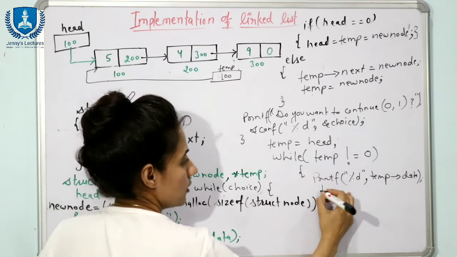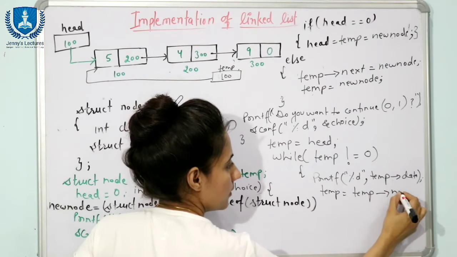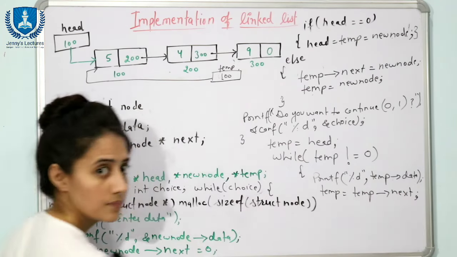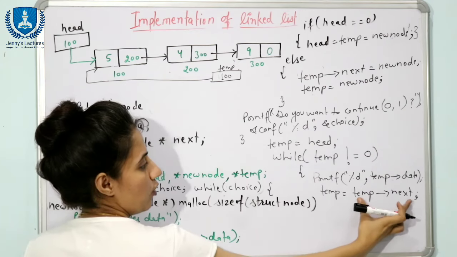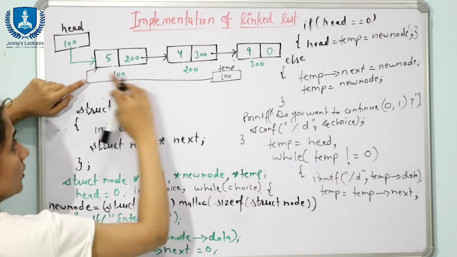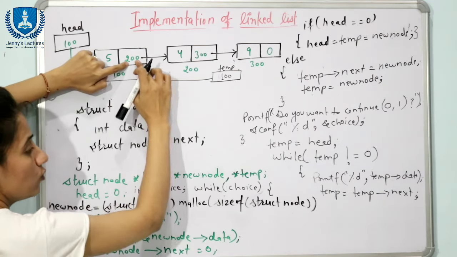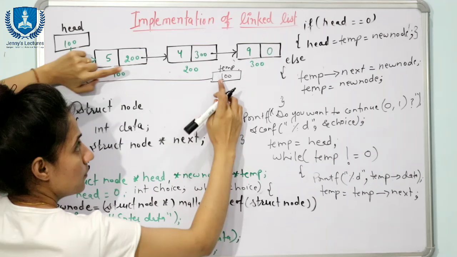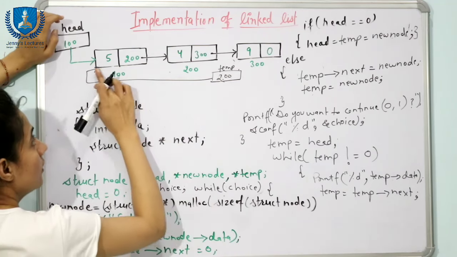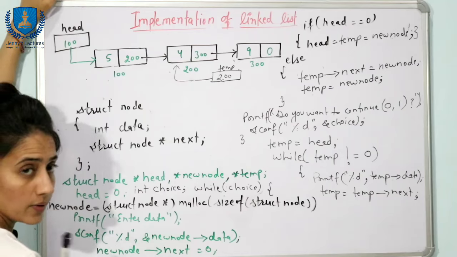So we are going to move temp now here, right? So now temp is equal to temp next. See, the value of temp next is going to be stored in temp. Temp is what? 100. So temp is going to point here. Temp next means 200. So now 200 is going to be stored in temp. So here you will store now 200. Now this is going to point here, right?